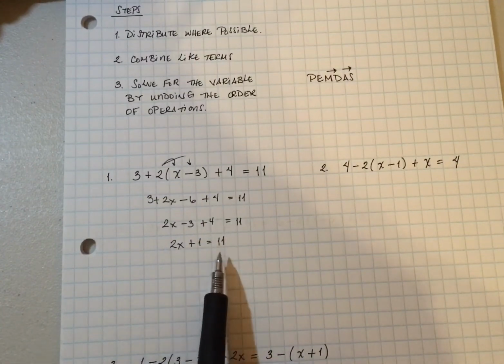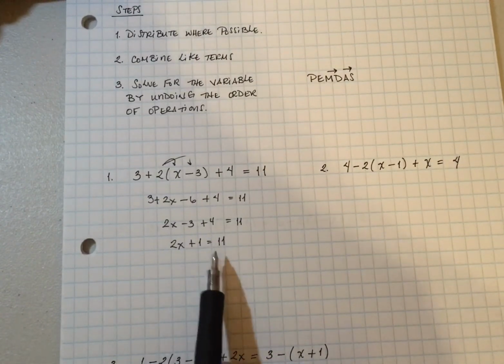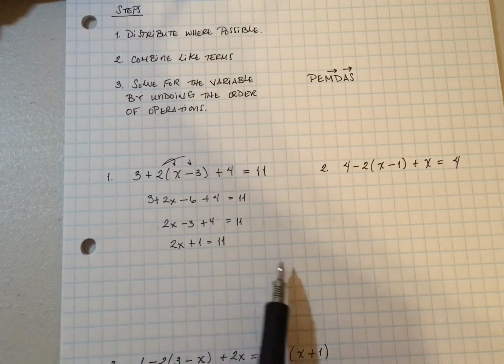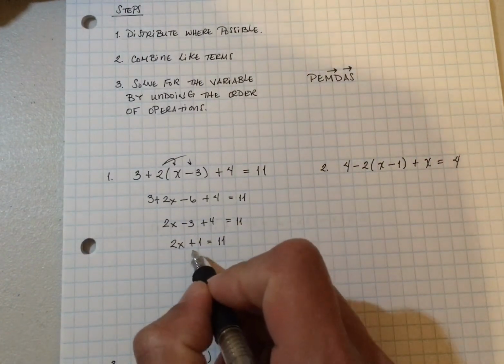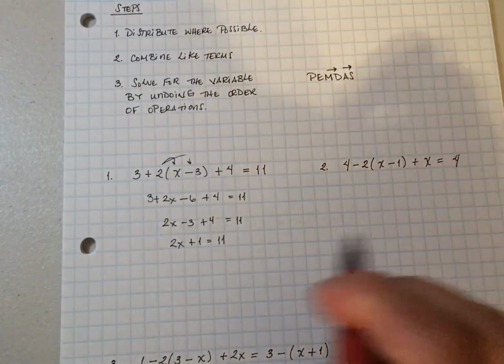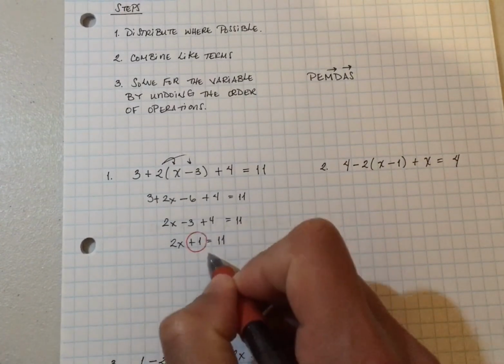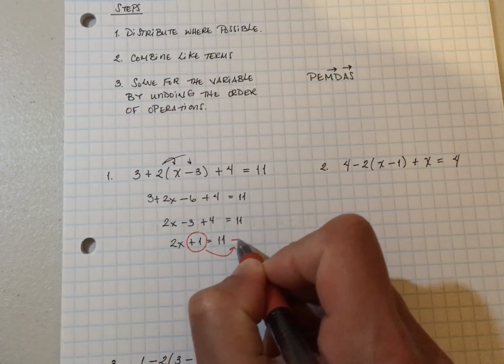We're going to solve this. And what I tell my students is you got to put your letters on the left, your numbers on the right. When you jump this equal sign, that's when things start to change. So this positive 1, okay, I'm going to take it across, and it becomes a negative 1.